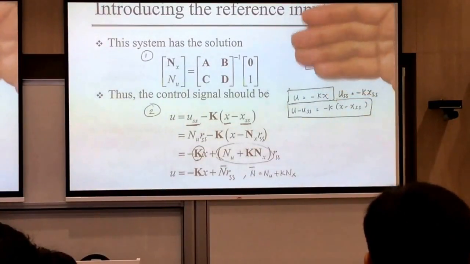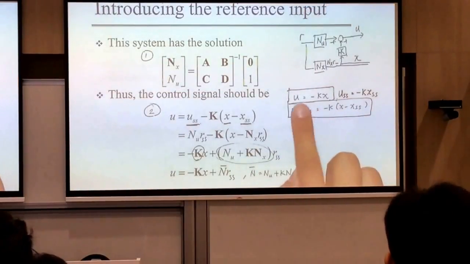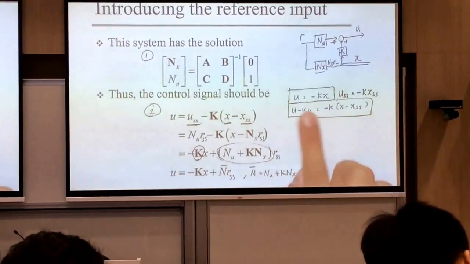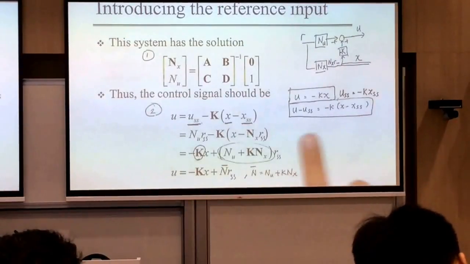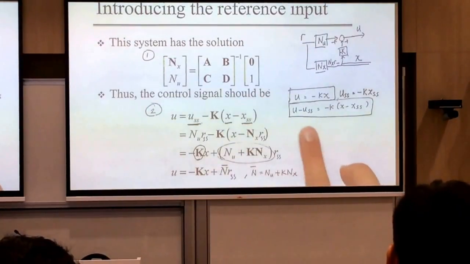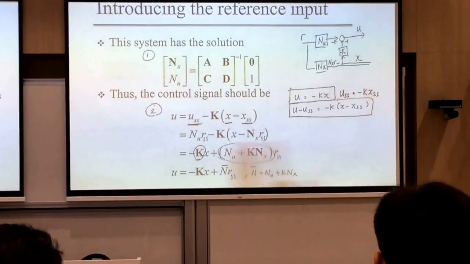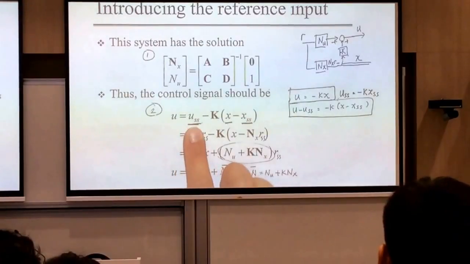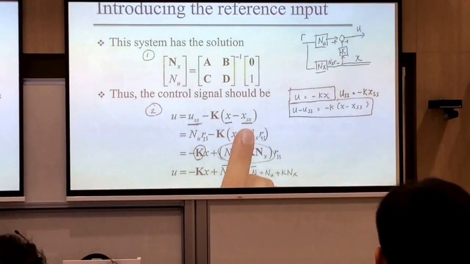You don't need to copy this for the time being. Follow me. Alright? So write down this one first. U equals minus kx, Uss is minus kxss. This one minus this one. Next, you move Uss to the right hand side, and you get this one, number 2: U equals Uss minus k(x minus xss).